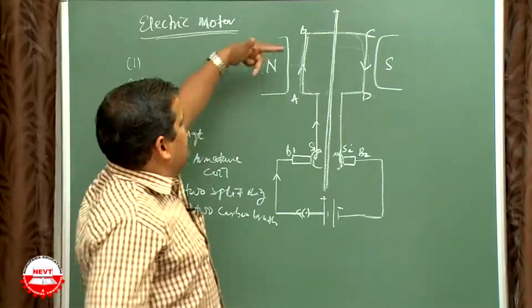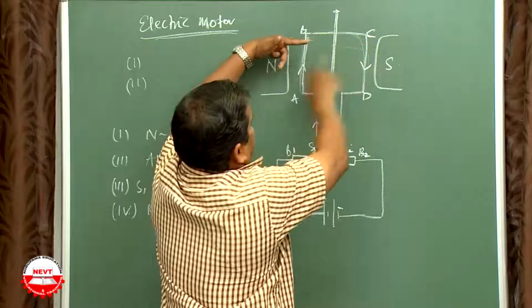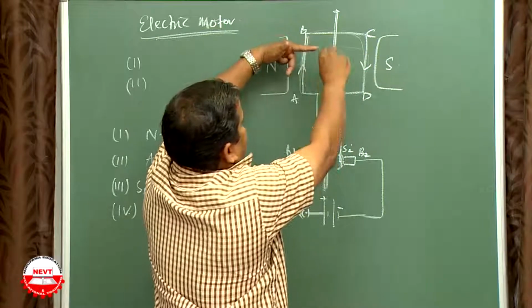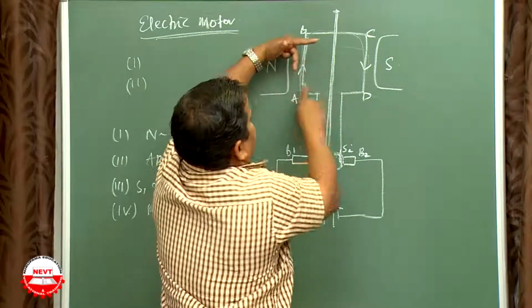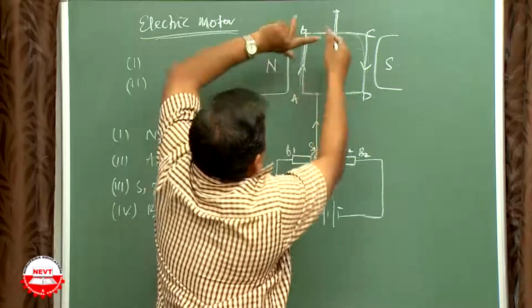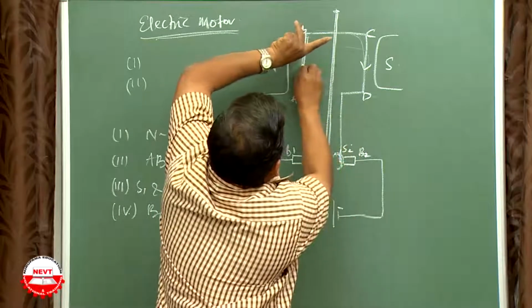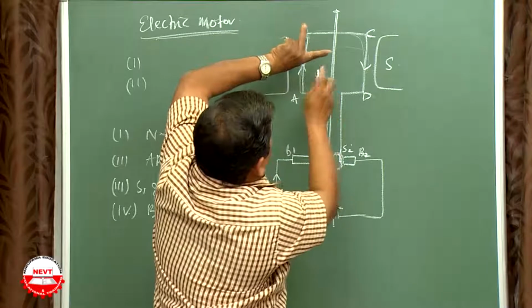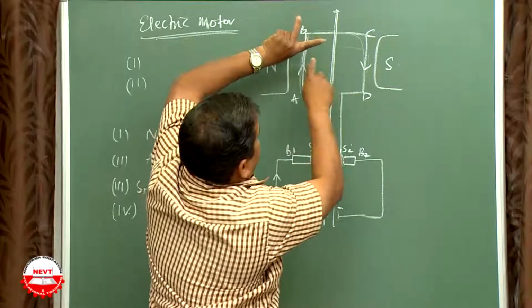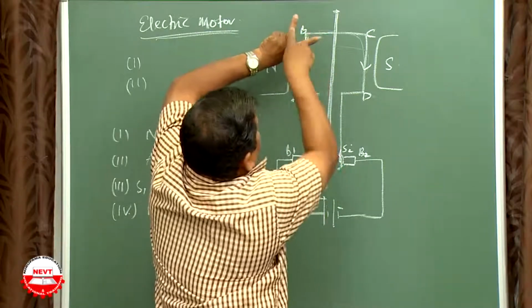What will happen? This is your north to south magnetic field direction. This is your direction of current, but current will move like this. So this armature coil will move into the page. Just look here. This is the direction of magnetic field. This is the direction of current I am showing.